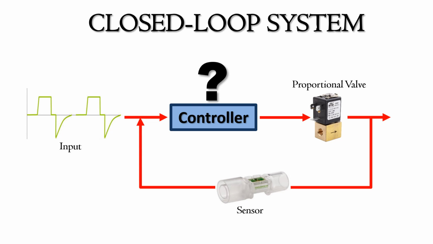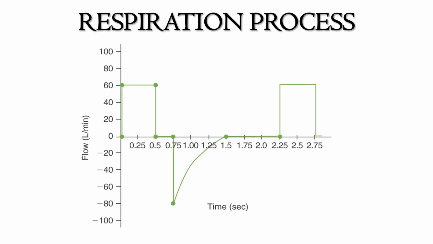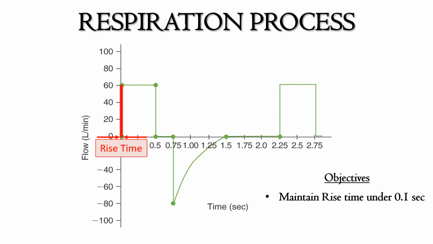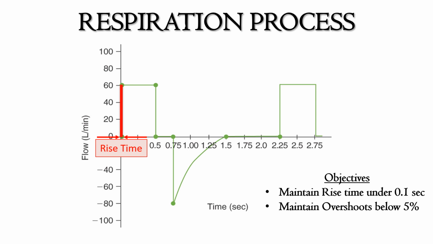predefined characteristics and specifications. In our project, the main objective is to open the proportional valve as soon as possible for the respiratory process. The general assumption is that the valve should open in at least 0.1 seconds. Therefore, it is taken as the rise time of the control system. Our objective is to design a controller for the proportional valve so that the rise time of the system is below 0.1 seconds and the overshoot is under 5%.